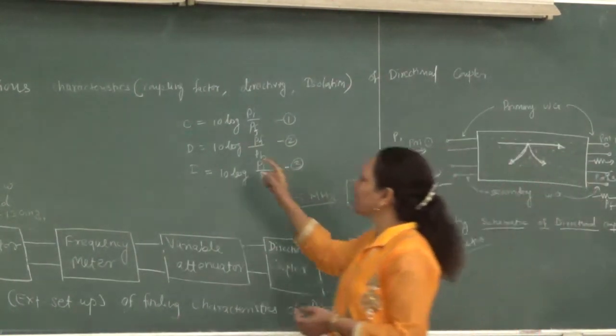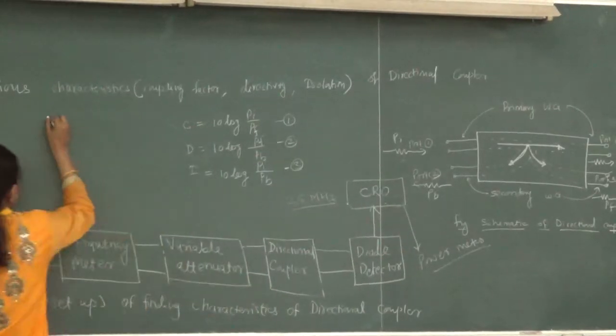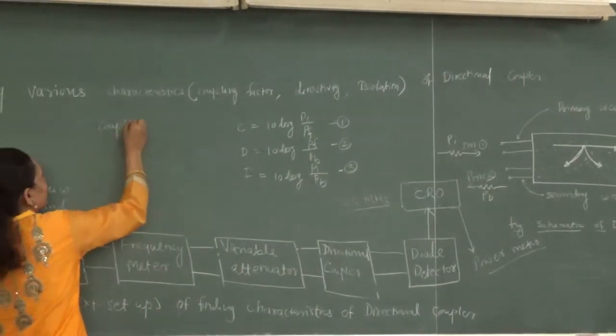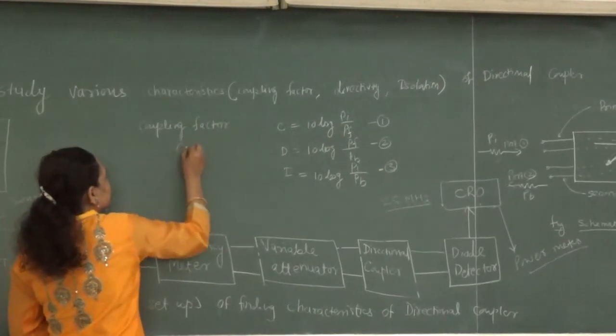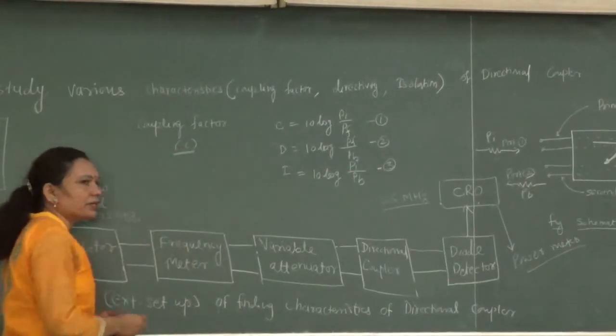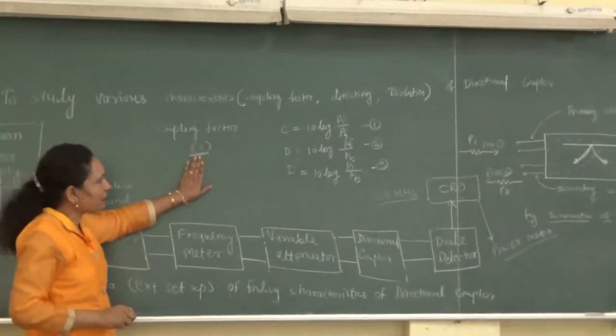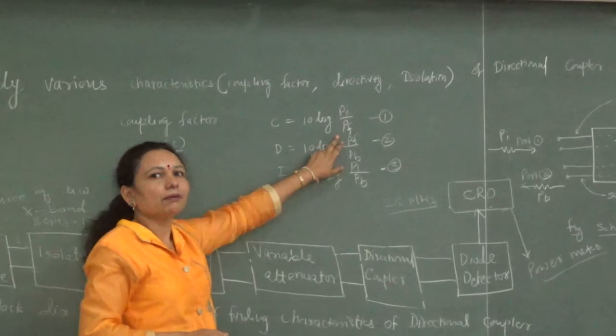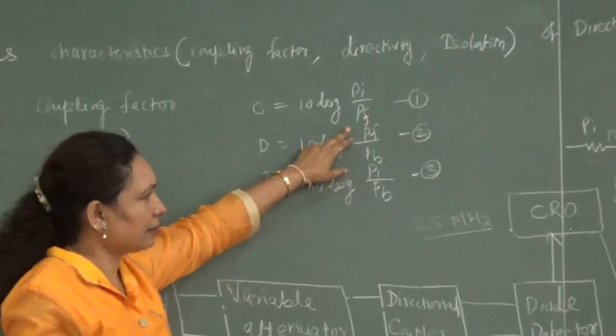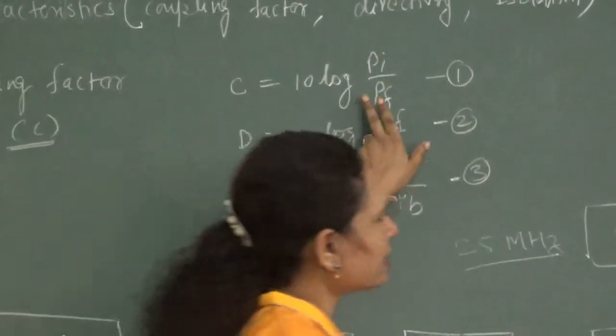So the first important characteristic is the coupling factor. It is denoted by C. What is coupling factor? Coupling factor is a ratio of input power to the feedback power, that is, a sample power.